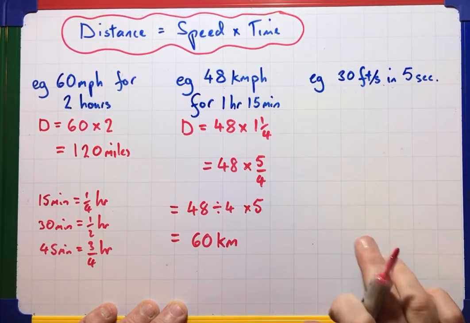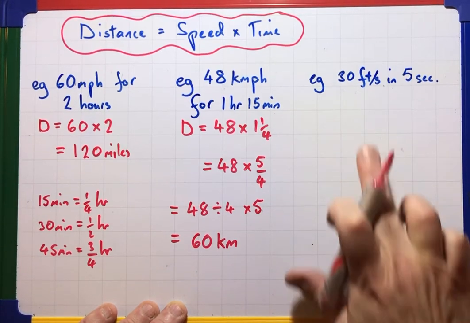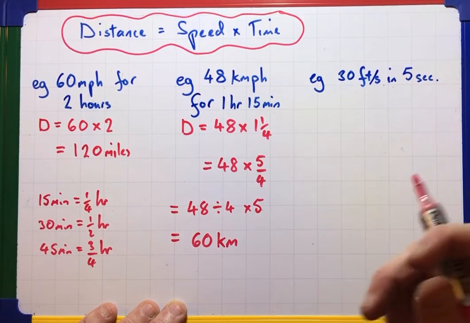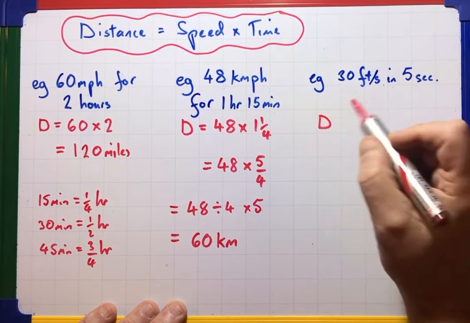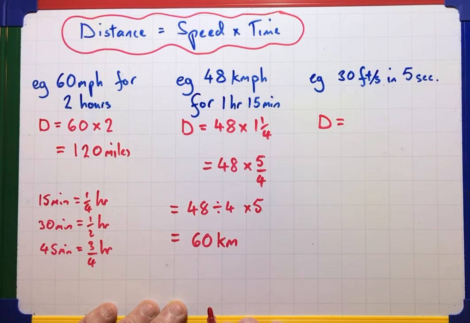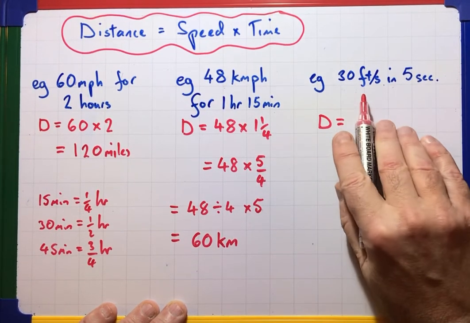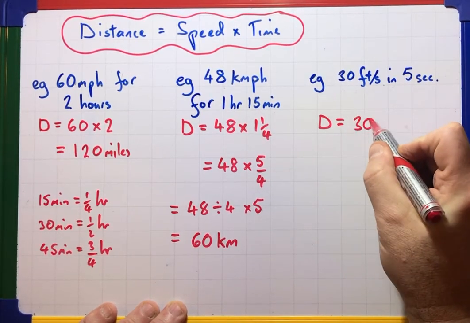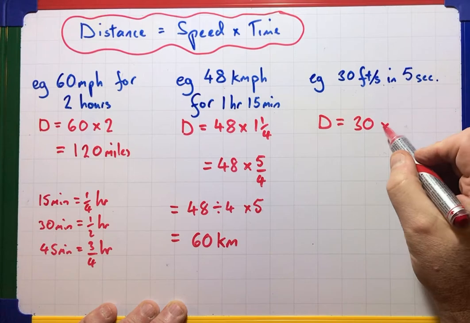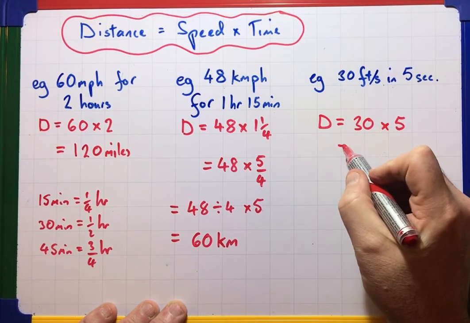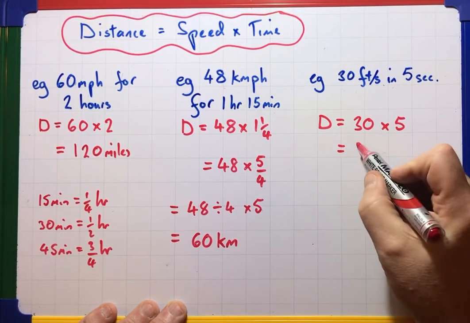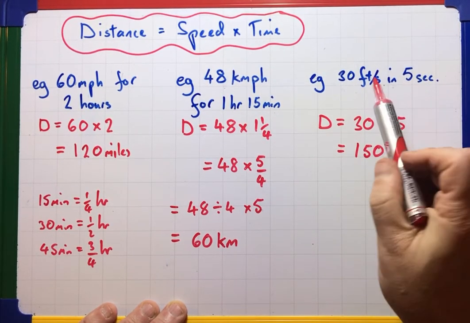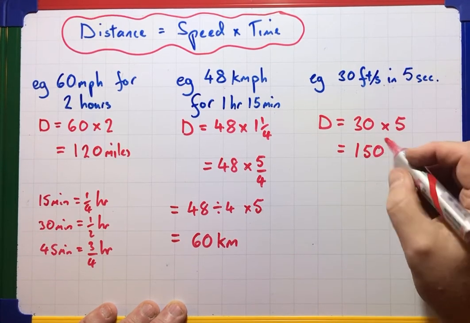Sometimes they give us some weird measurements. This time it's got feet per second, in 5 seconds, but the formula's the same. It's distance equals the speed times the time. Well, the speed is 30 because that's feet per second, and the time was 5 seconds. So 30 times 5 is 150. The only slightly complicated thing with this one is that the unit of length is feet. So that would be feet.